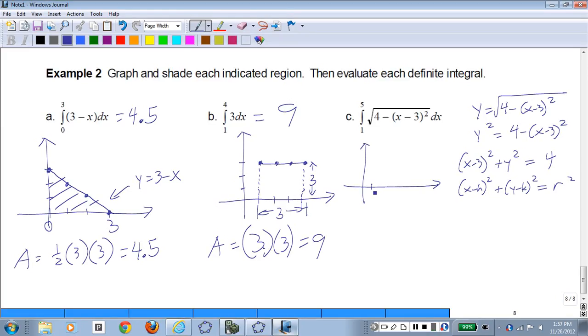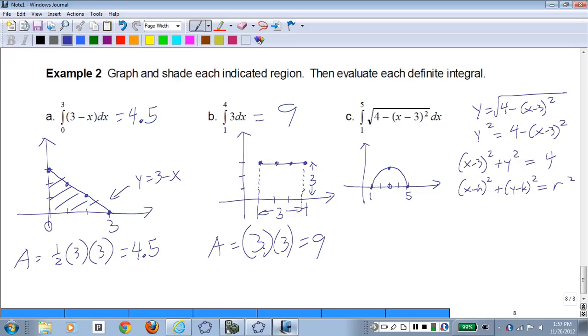So if the center is the point (3, 0), go 2 units to the right of that, and 2 units to the left of that, and 2 units above that, and draw a semicircle. The graph goes from 1 to 5, conveniently. If it had been from 1 to 4, we'd have had trouble doing this. We'd have a piece of the circle missing, a vertical slice.